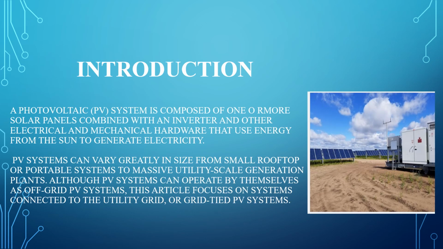Moving to the introduction part, a photovoltaic system is composed of one or more solar panels combined with an inverter and other electrical and mechanical hardware that use energy from the sun to generate electricity. Photovoltaic systems can vary greatly in size, from small rooftop or portable systems to massive utility-scale generation plants. Although photovoltaic systems can operate by themselves as off-grid photovoltaic systems, this article focuses on systems connected to the utility grid, or grid-tied photovoltaic systems.